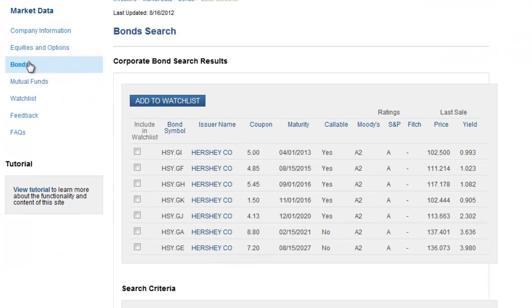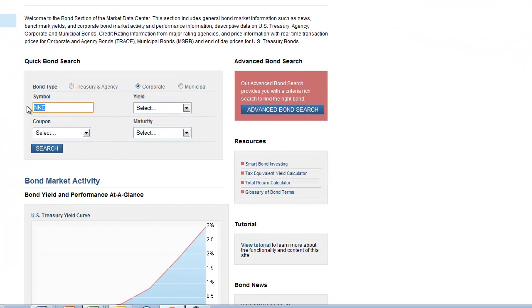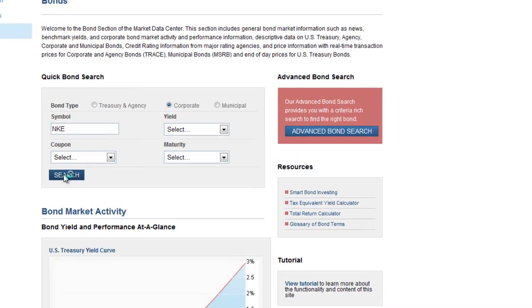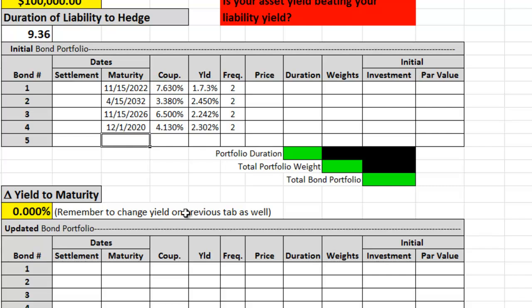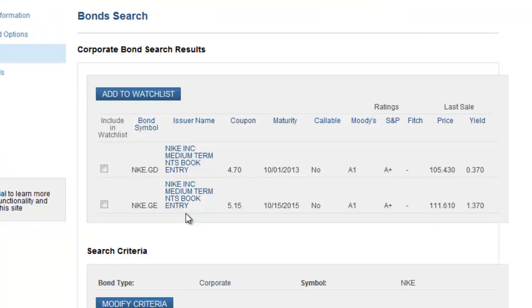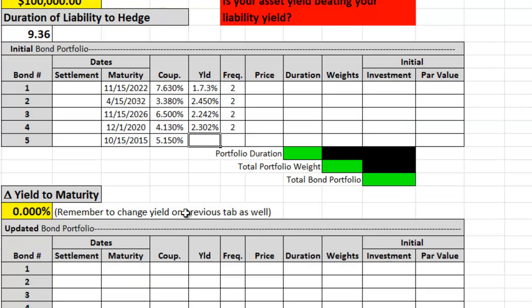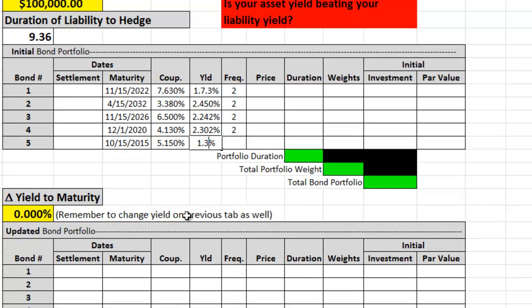And why don't we go and grab one more? So let's go grab a Nike bond as well as a Hershey's bond, get into a different industry. And so we can see that Nike has a bond that's expiring 10/15/2015. And it has a coupon rate of 5.15 and a yield to maturity of 1.37.